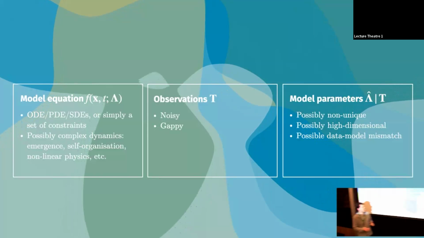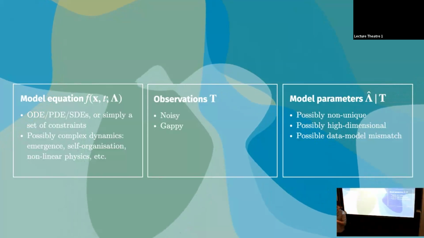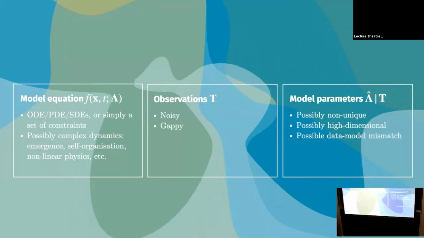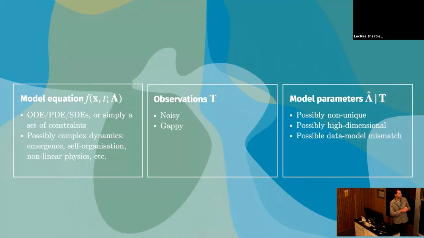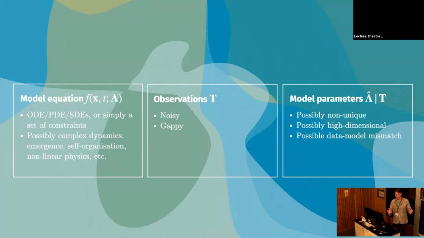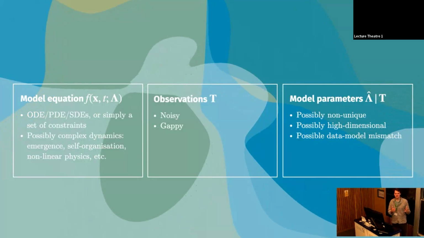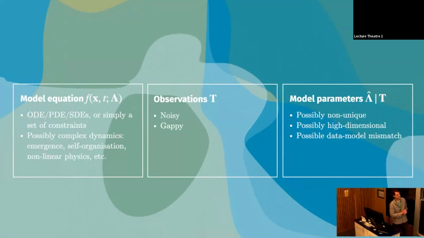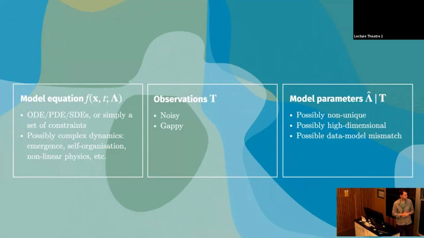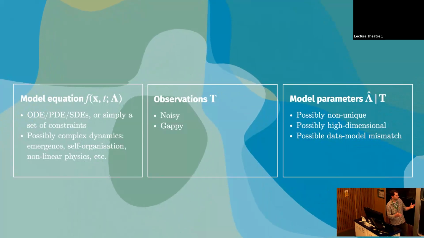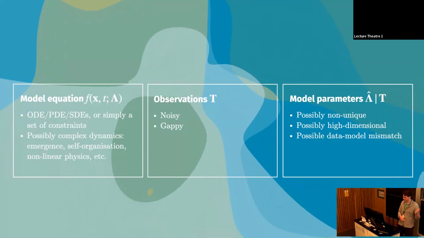And the model equations broadly are anything that is a dynamical equation. It could be an ODE, a PDE, an SDE. It could just be a set of constraints, like in this case study that I'm showing. The dynamics can be very complicated. You can have things like the emergence of self-organization, complex nonlinear physics.